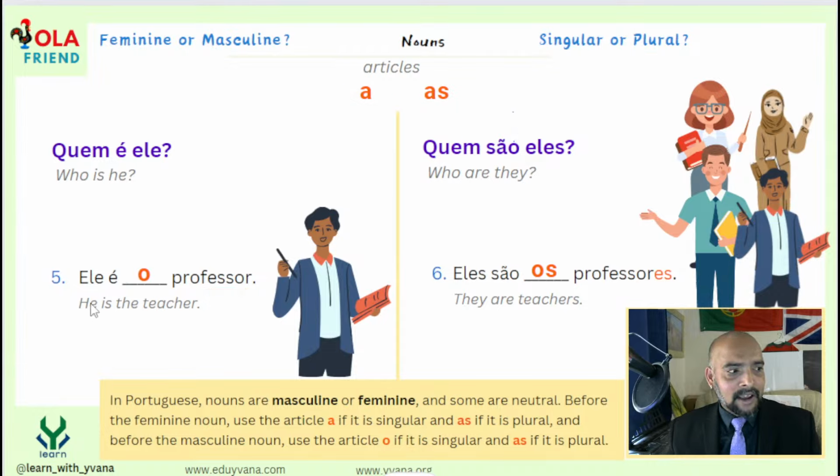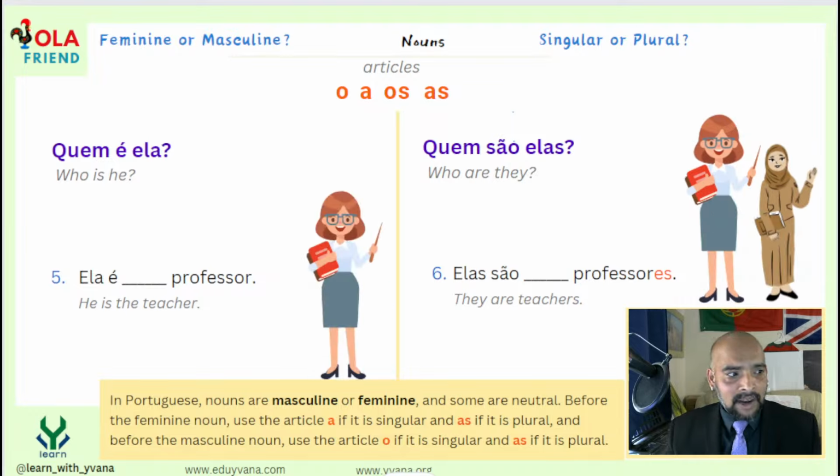We can say ele é o professor, he is a teacher, and we can say eles são os professores, they are teachers, right? You are getting it, guys? Or if you have any questions, you can ask me in the comment box. Let me move on again, right? Here you can see quem é ele? What could be the answer here? And quem são elas? What could be the answer here? You can try, right guys?